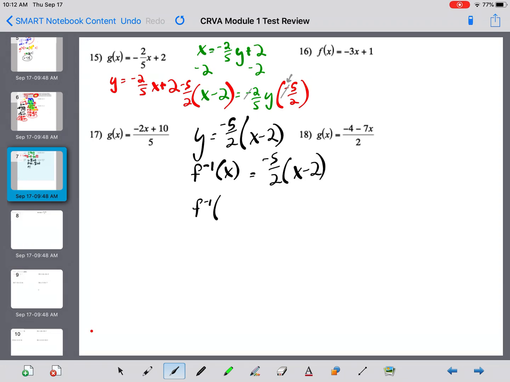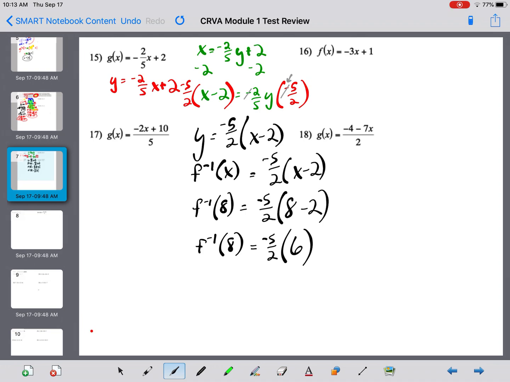What number should we choose? They'll tell you what number to choose. I'm going to choose 8, just choosing 8 today. So now we just simplify this, and so we get 6 in the parentheses. Now it's negative 15. That was an answer earlier.